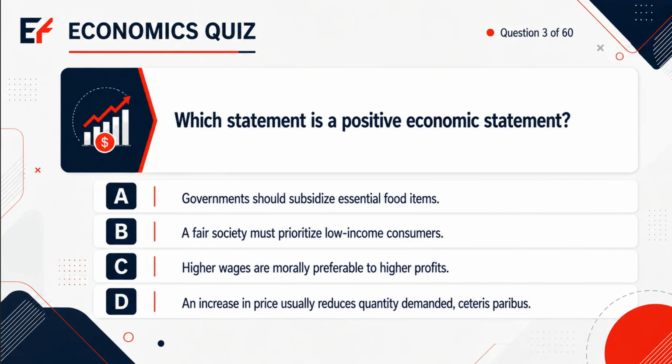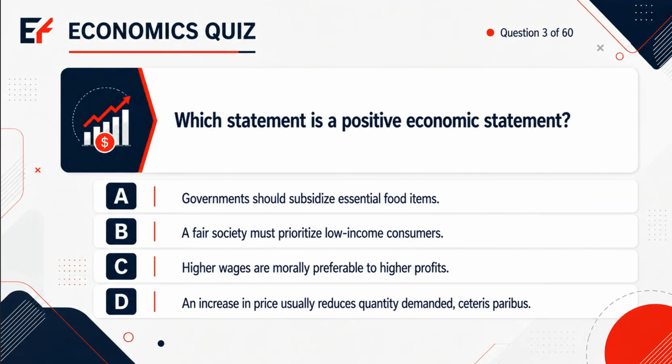Question 3. Which statement is a positive economic statement? A. Governments should subsidize essential food items. B. A fair society must prioritize low-income consumers. C. Higher wages are morally preferable to higher profits. D. An increase in price usually reduces quantity demanded, ceteris paribus. The correct answer is D.